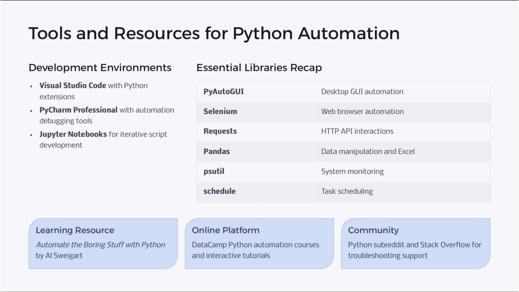Explore essential tools for Python automation. Use Visual Studio Code with Python extensions or PyCharm Professional for debugging. Jupyter Notebooks aid iterative script development. Key libraries include PyAutoGUI for graphical user interface automation, Selenium for web tasks, and Pandas for data manipulation. Enhance learning with Automate the Boring Stuff with Python and DataCamp courses.